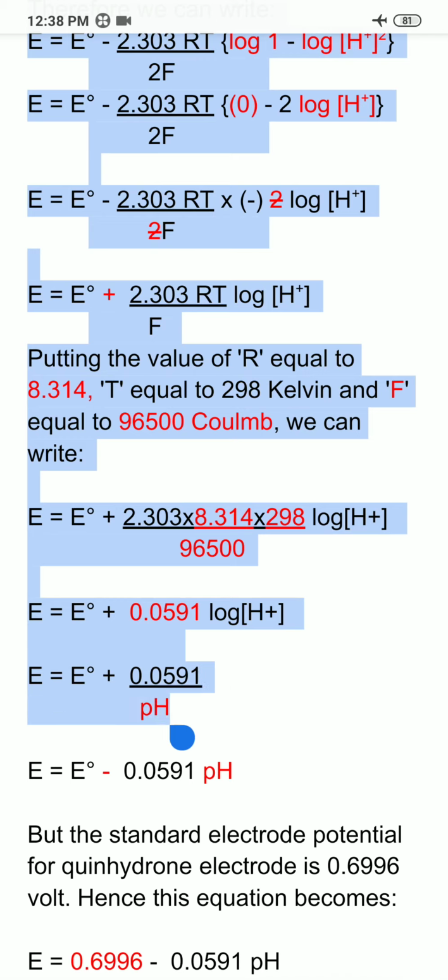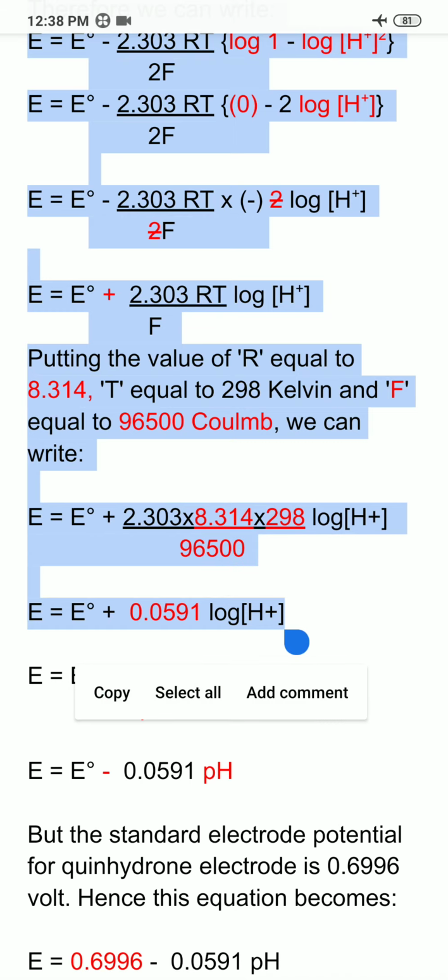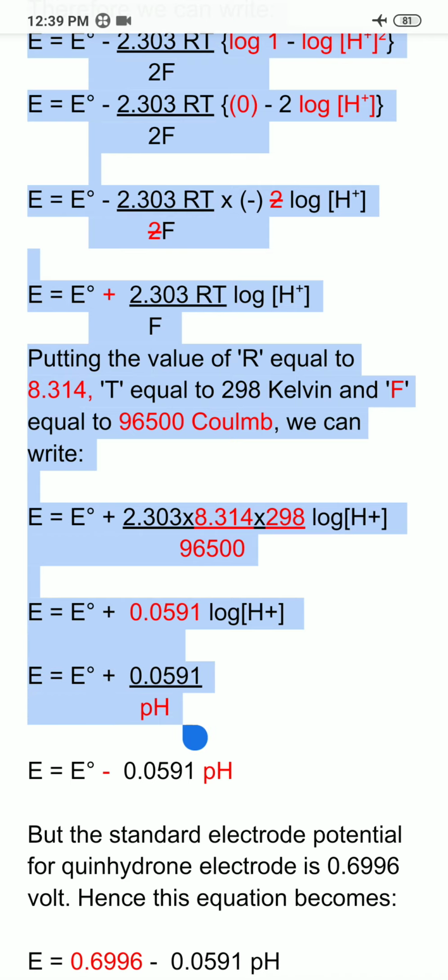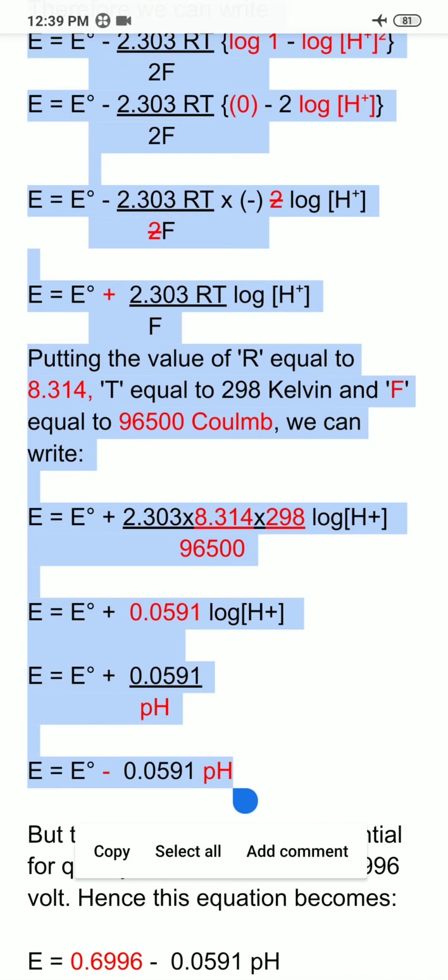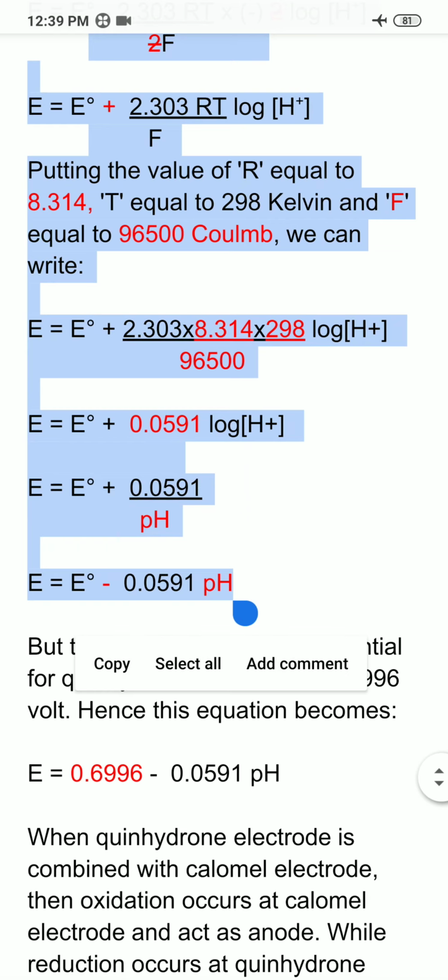Why pH? Because we know that negative log of hydrogen ion concentration is equal to pH. So as in this case, log H is in the numerator, so its negative log will be equal to pH. So I can write pH in the denominator. Now as this term 0.0591 is in plus, so if I wish to shift pH from the denominator into the numerator, I can write E is equal to E naught minus 0.0591 pH.